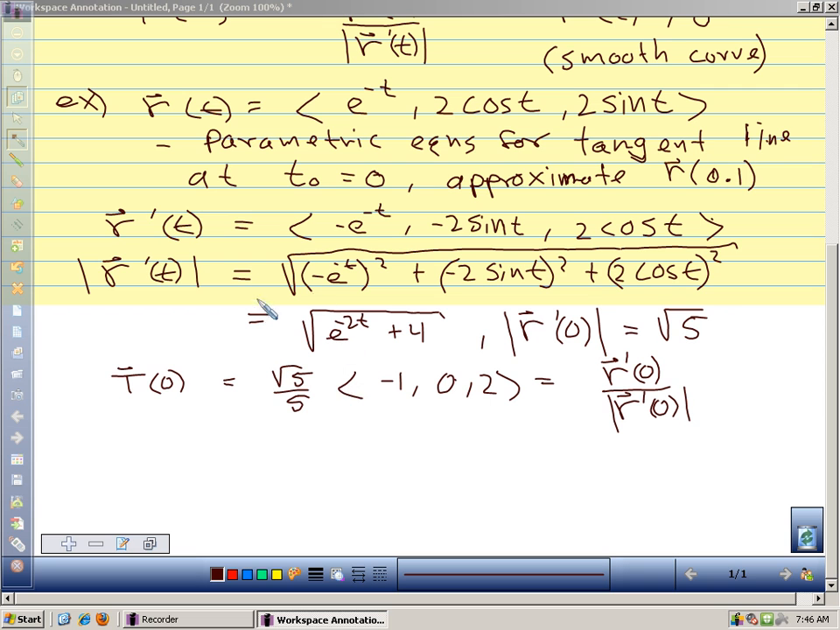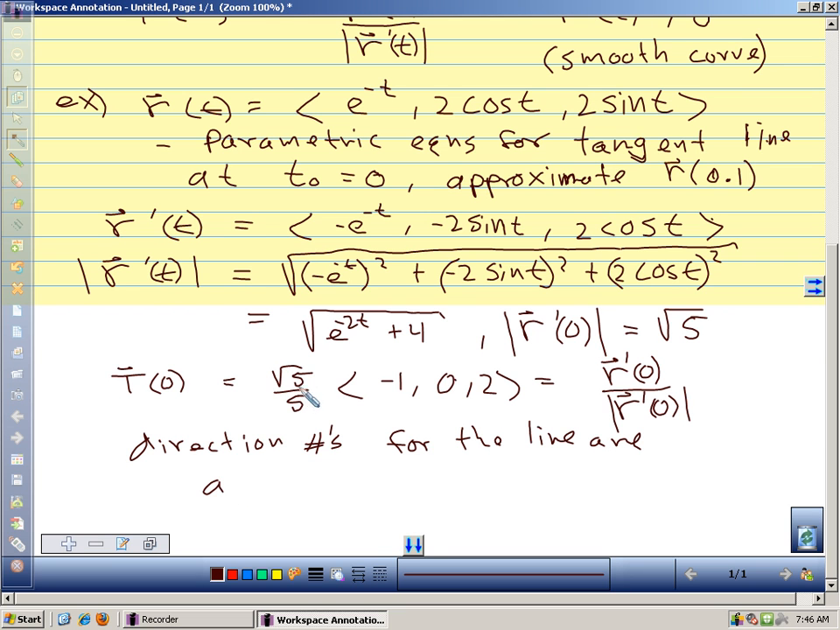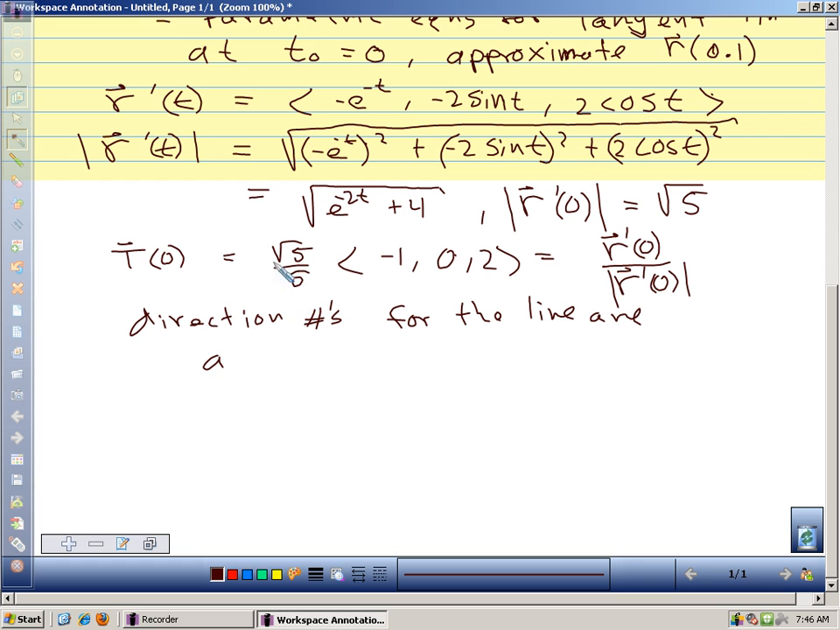And the r prime of 0 gives me my direction vector. So r prime of 0 is negative 1, 0, 2. And so our direction numbers for the line are, we don't need to worry about this magnitude. We're just looking at the direction. A is negative 1, B is 0, and C is 2.